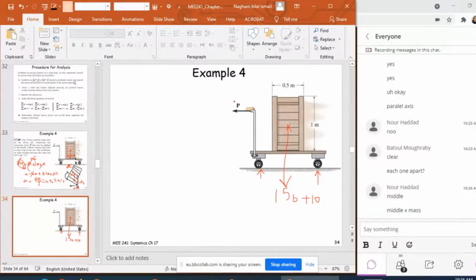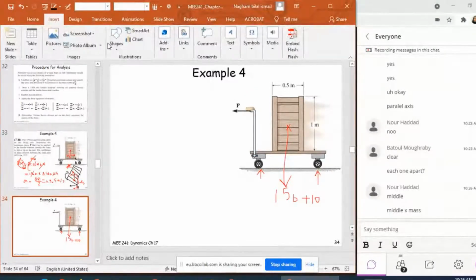I have this P. And guys, don't forget that I cannot say that there is a friction force between the crate and the cart now, because it is internal now. I'm taking the whole system. And at the same time, I cannot say that there is a normal force between the crate and the cart, because it's also internal, right? So let's write this down.